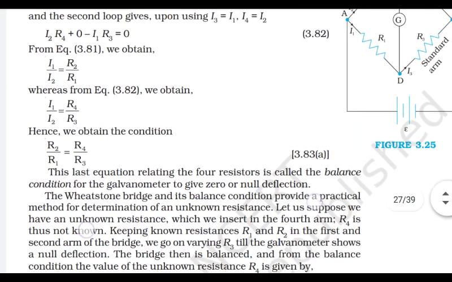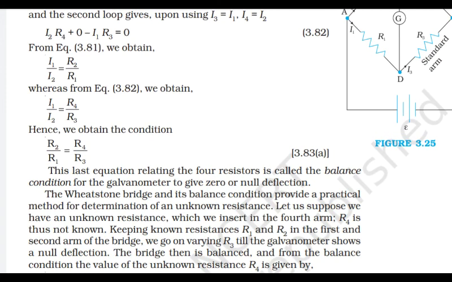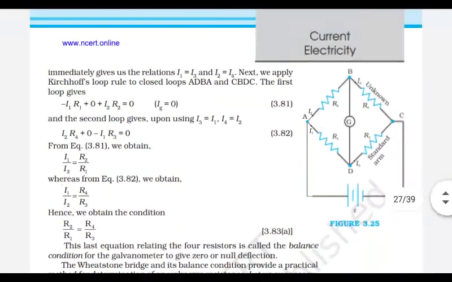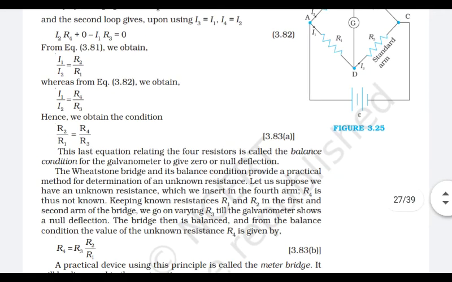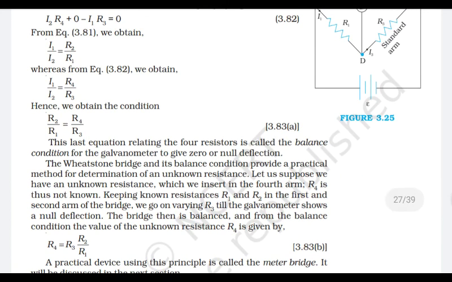So this last equation is called the principle, which I said earlier, this P upon Q is equal to R upon S, or from the diagram, it simply means R2 upon R1 is equal to R4 upon R3. This last equation for the 4 resistors is called the balance condition of the galvanometer to give 0 or null deflection. 0 or null deflection in the galvanometer means IG current is 0. So the Wheatstone bridge and its balance condition provide a practical method for determining an unknown resistance.